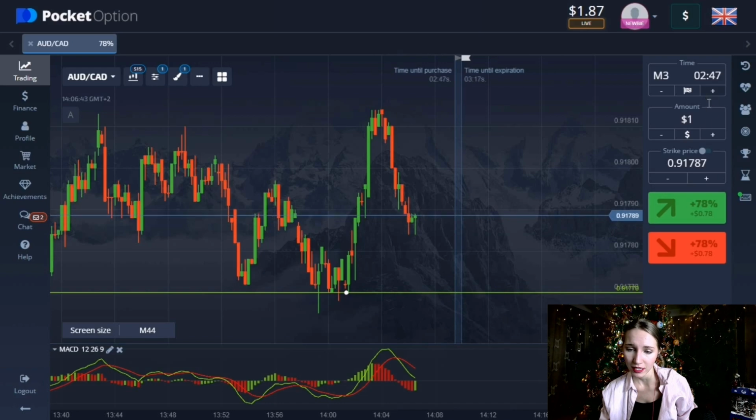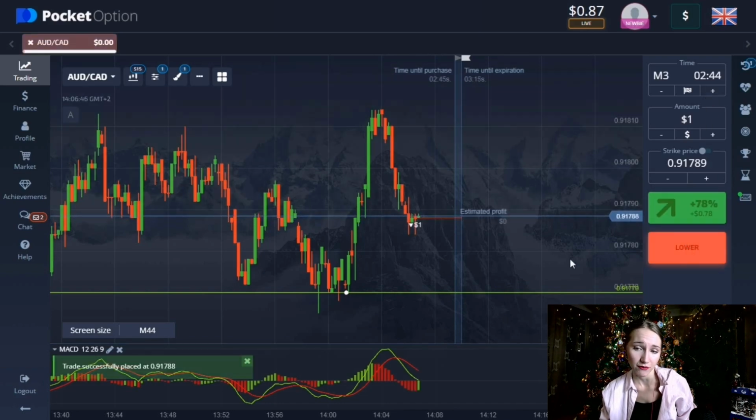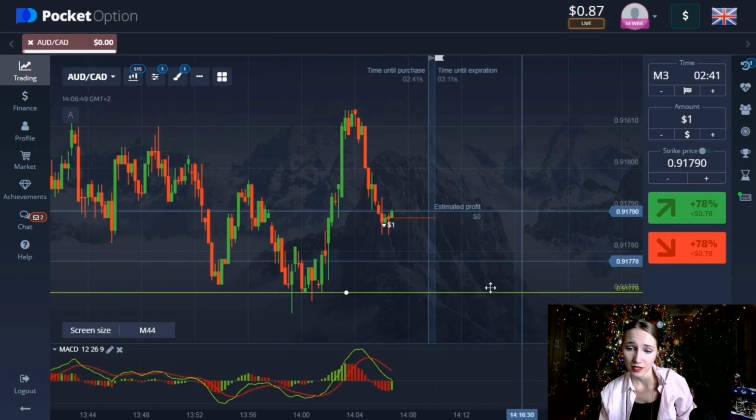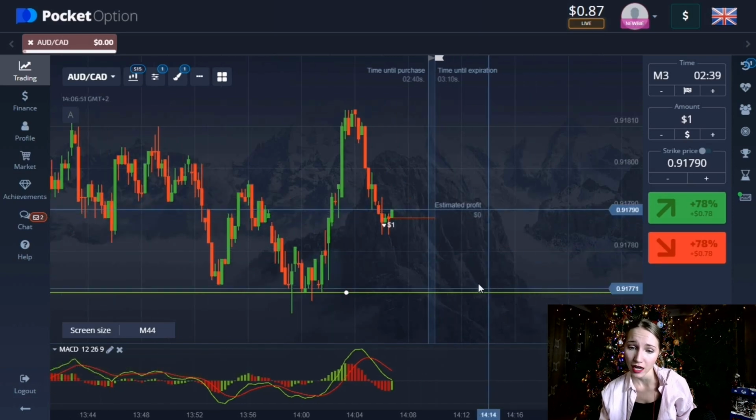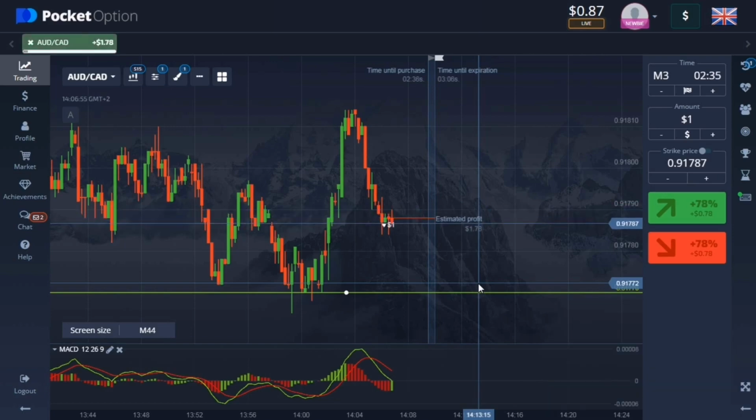I think the price will continue moving to this level, and in this situation 3 minutes will be enough here, because there can be a small flat or maybe a slight roll back up, and after that the downward movement will continue. So guys, let's check it.